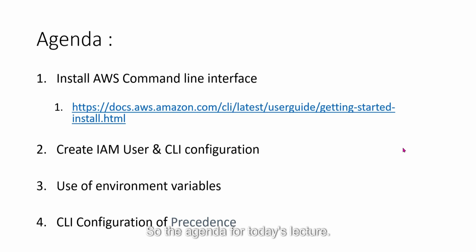So the agenda for today's lecture. First, we will install the AWS command line interface, AWS CLI. And then we will create an IAM user and configure this user in the command line. And third, we will use environment variables. We will set up CLI using the environment variables. Then finally, we will check the CLI configuration precedence. Let's get started.